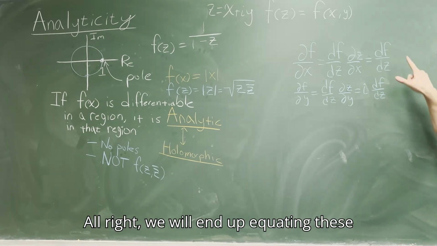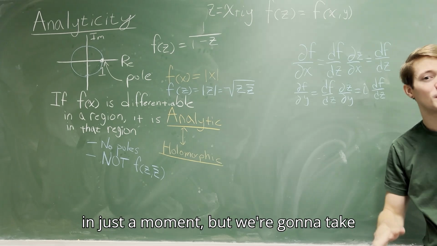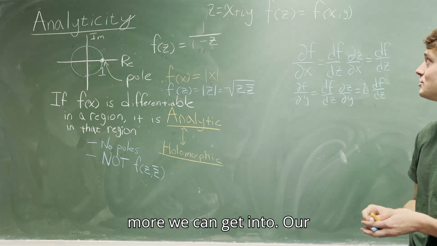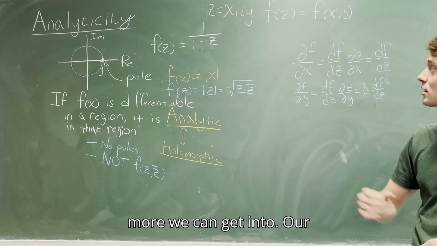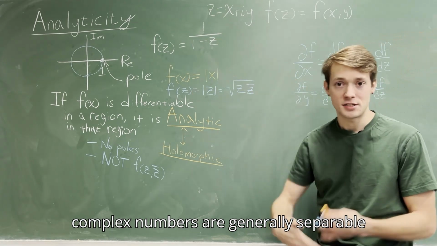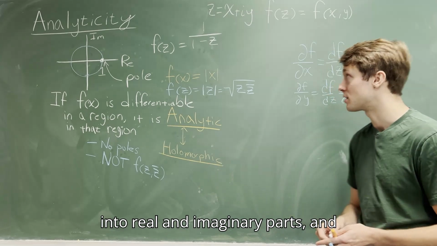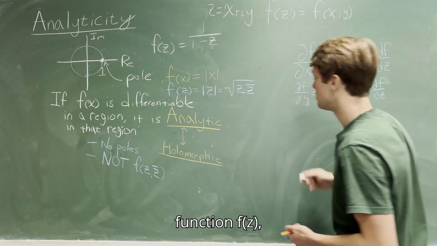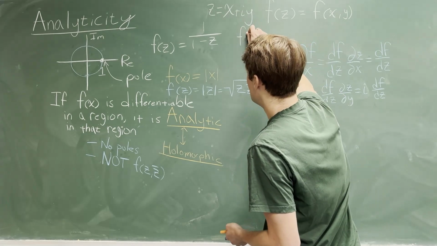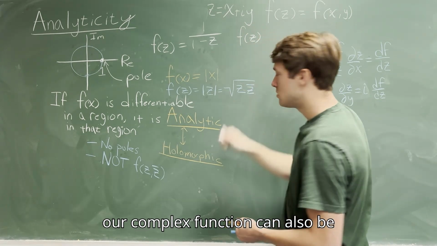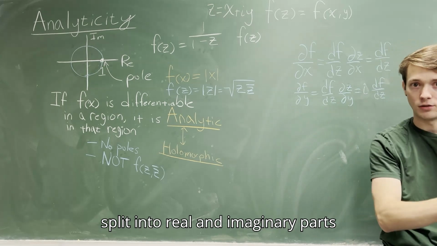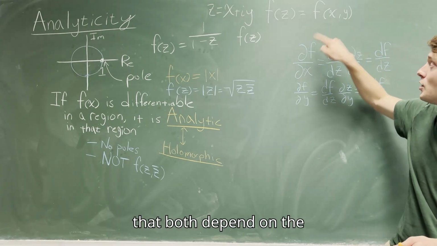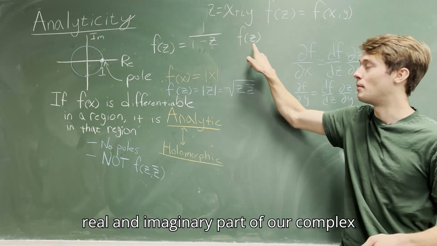All right, we will end up equating these in just a moment, but we're going to take more partial derivatives and see what more we can get into. Our complex numbers are generally separable into real and imaginary parts. And so, if we wrote out our complex function, f of z, our complex function can also be split into real and imaginary parts that both depend on the real and imaginary part of our complex number z.